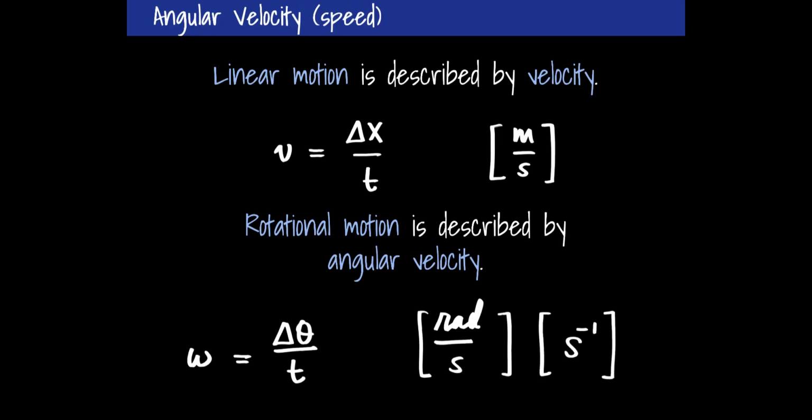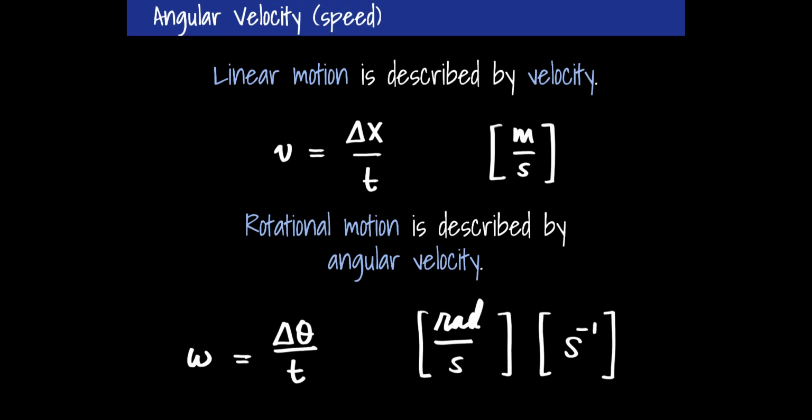This symbol is the lowercase Greek letter omega. I know it looks like a W, but it's a chubby W. It's specifically drawn this way. The lowercase Greek letter omega is called the angular velocity.